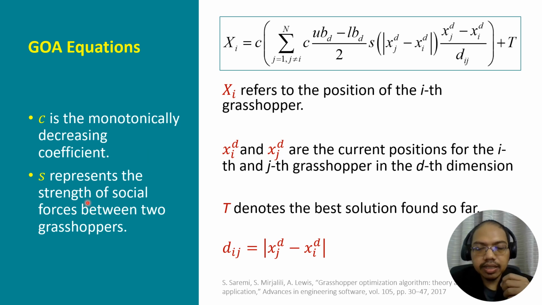And here we have variable S, which actually represents the strength of social forces between two grasshoppers. We have talked about the social interaction between the grasshoppers. So S actually represents how strong the social interaction is, how strong it attracts, okay, and how strong it repulses the other grasshopper. So this is the main equation that we use for GOA, and we also apply this equation, of course, with some modification for our proposed algorithm.